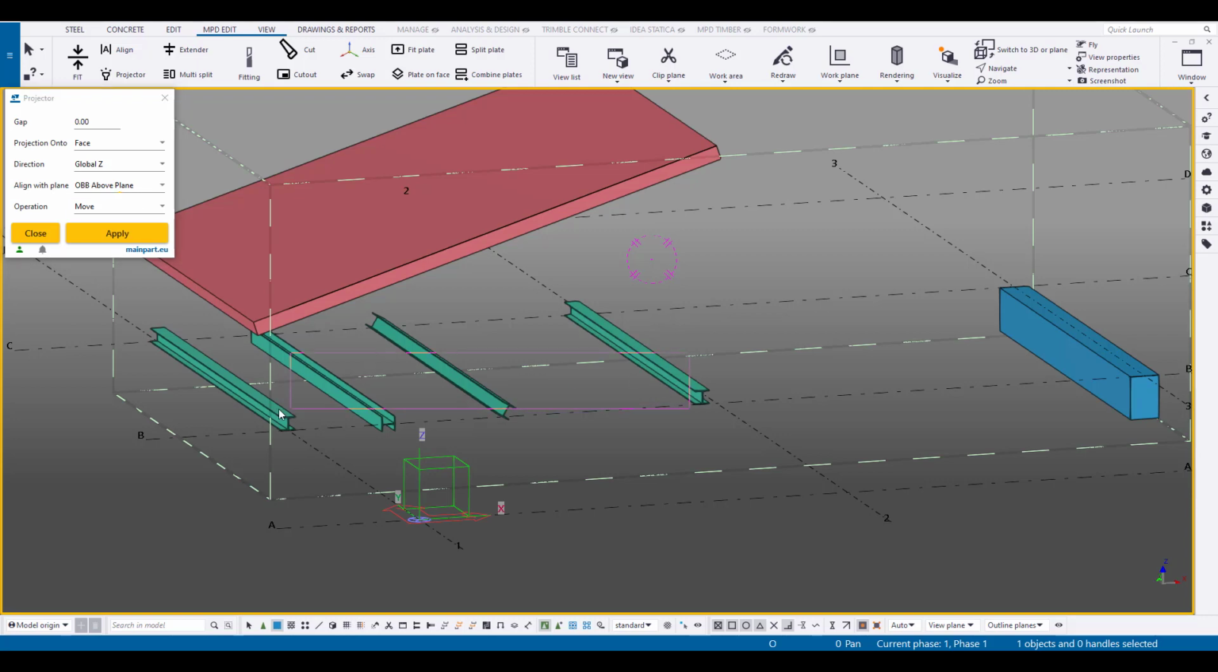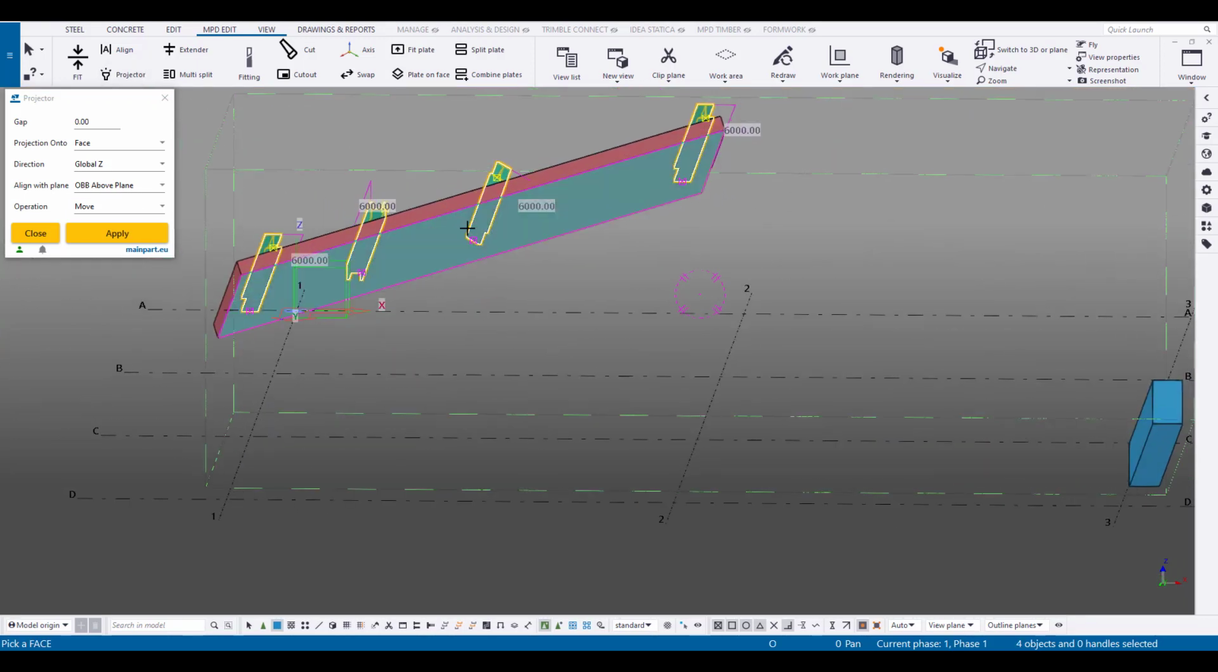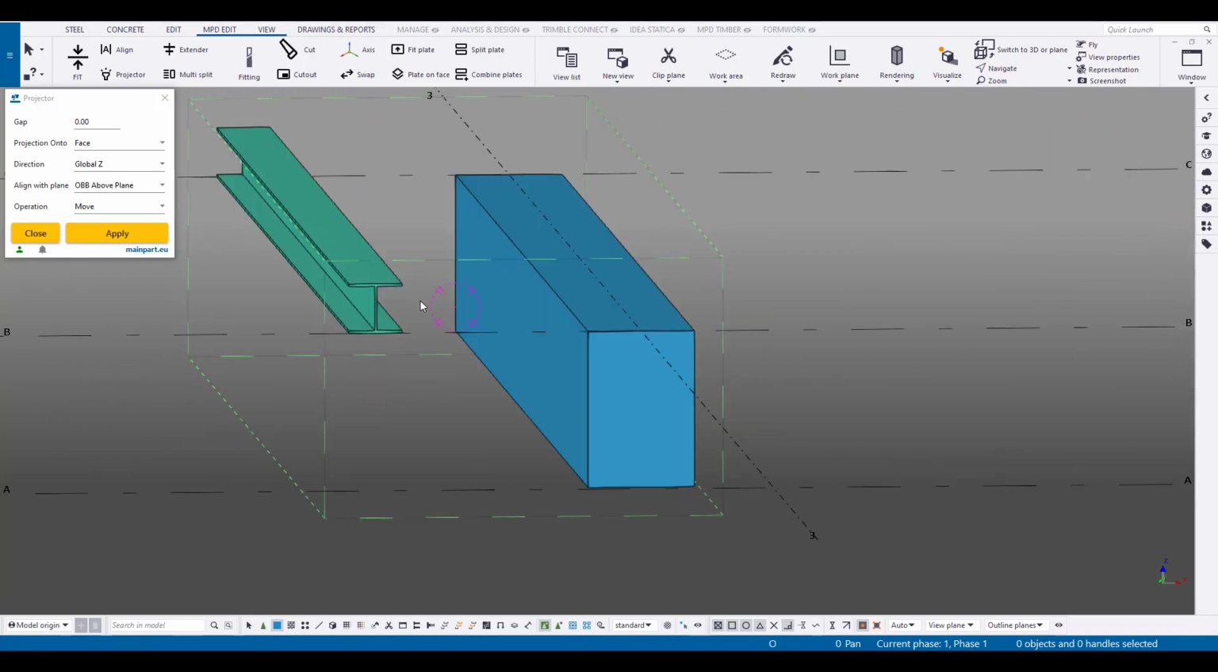OBB above plane. In this method, the part is projected entirely onto the positive upper side of the plane, so the whole part is above the plane.